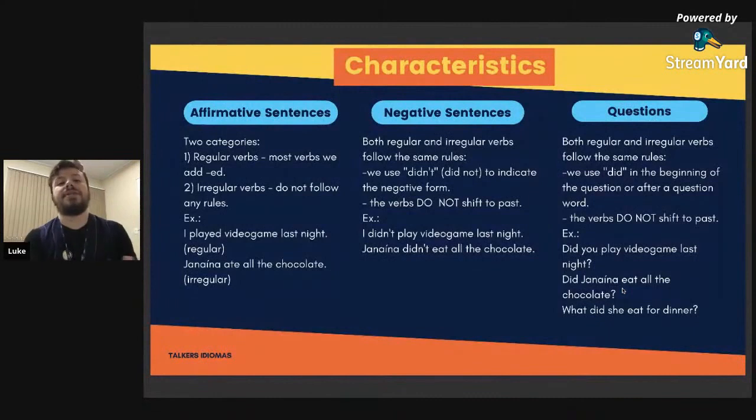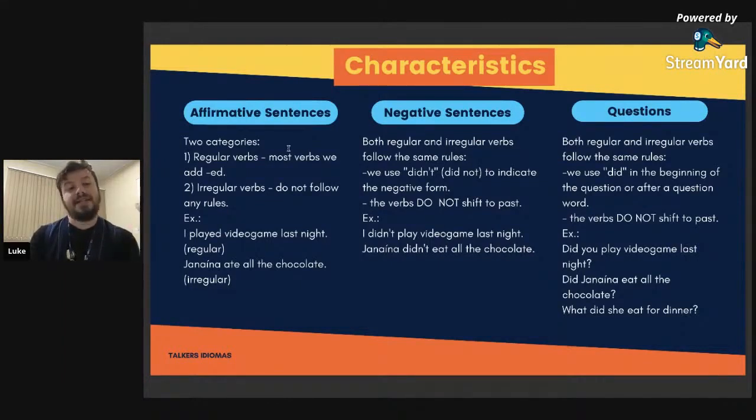Now we have some characteristics for the simple past. I divided here for you in three categories. The first category is affirmative sentences, then you have negative sentences, and then you have questions. So far we are talking about the simple past. We can divide the simple past affirmative sentences in two categories. The first category is regular verbs.